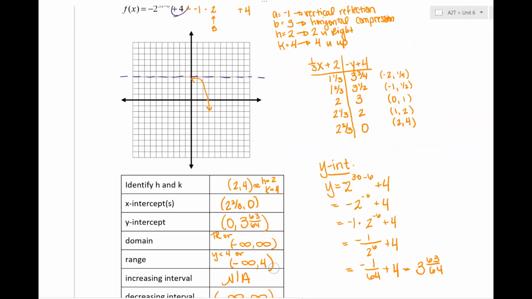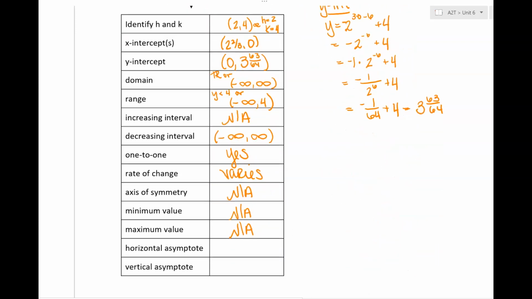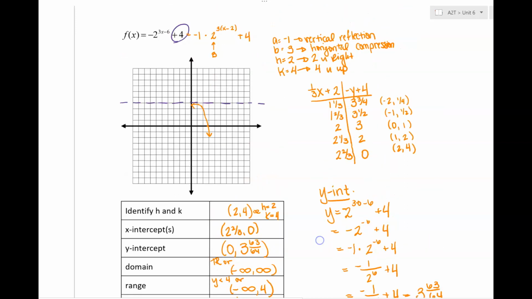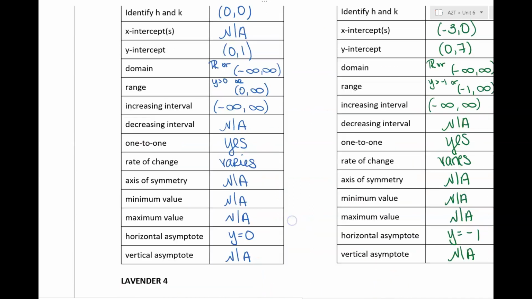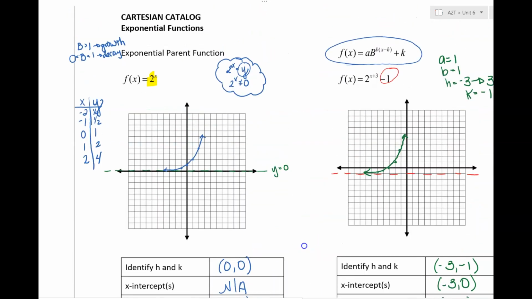And then horizontal asymptote. Some of you may have already written it in. For those of us that haven't, it is y equals 4. And no vertical asymptote. Wonderful. So there is our third example. Ladies and gentlemen, I hope you enjoyed your exponential parent function.